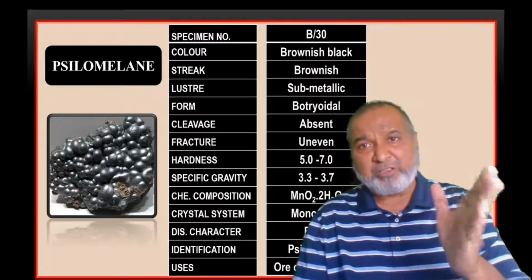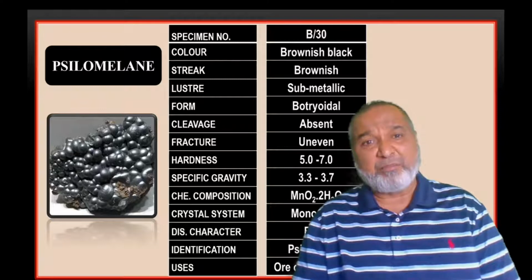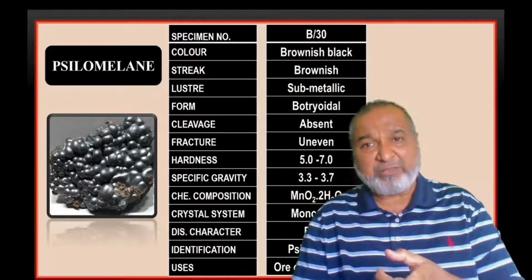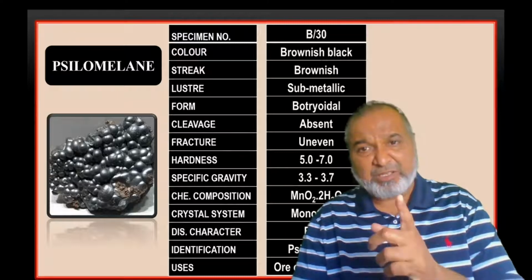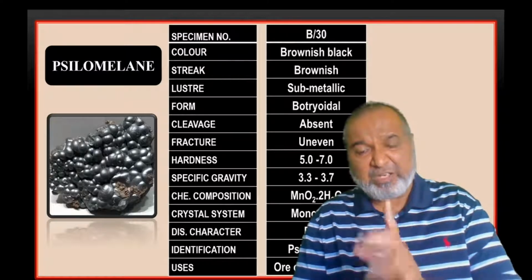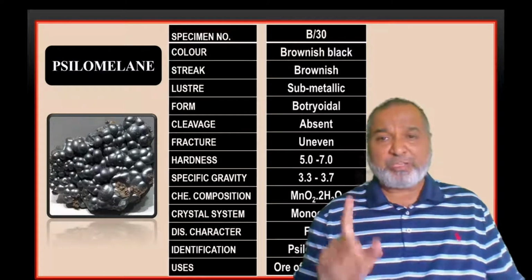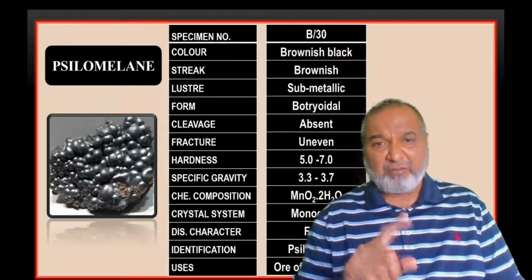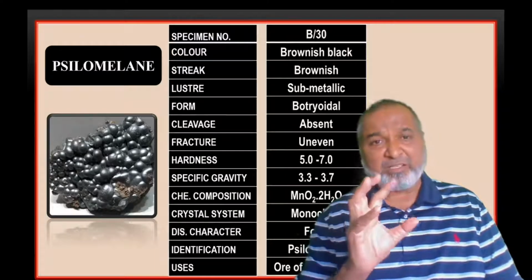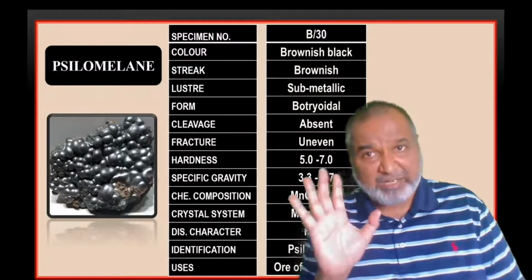Color is brownish or brownish black. Streak is also brown. Sub-metallic, botryoidal form. Cleavage absent. Fracture uneven. Hardness again 5 to 7. Specific gravity 3.3 to 3.7. MnO2 with H2O. Crystallographic system monoclinic. Form is the distinguishing property, that is the botryoidal form, and the name is psilomelane, ore of manganese.